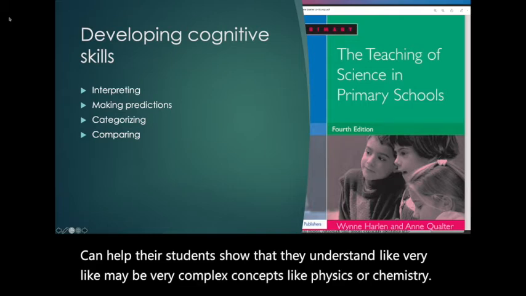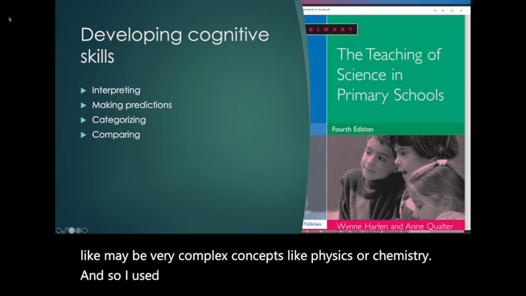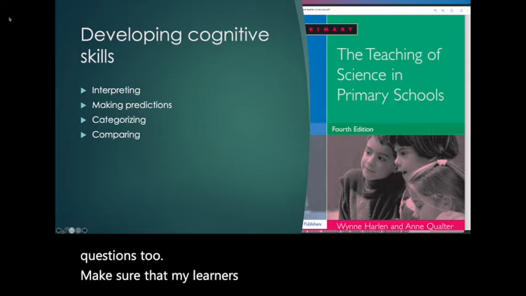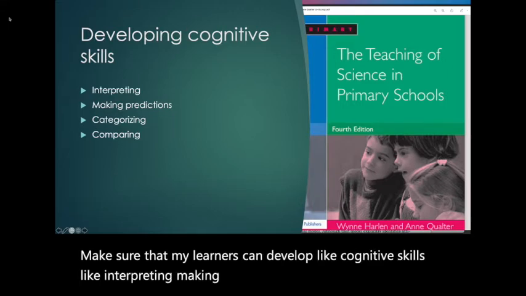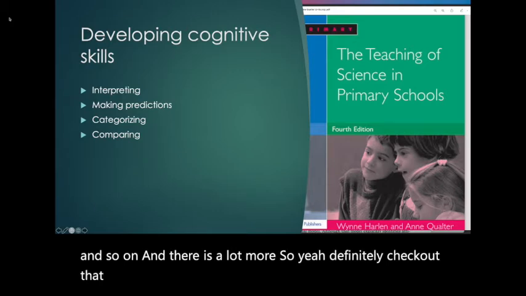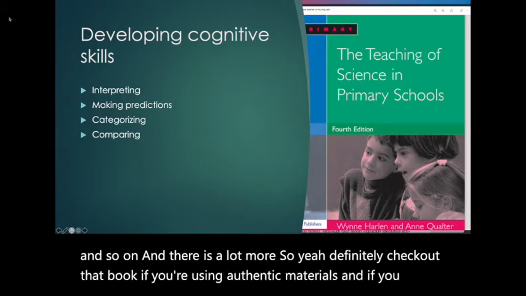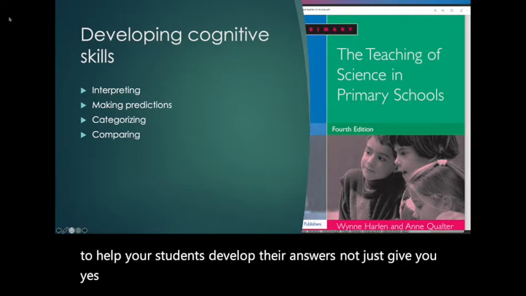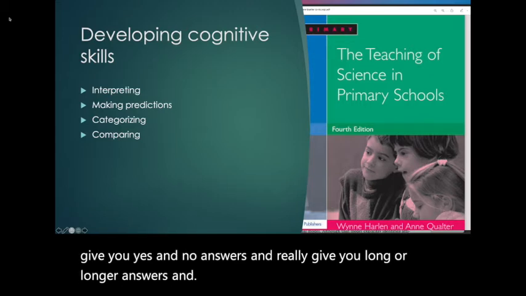And so I used this book to write my own comprehension questions to make sure that my learners can develop cognitive skills like interpreting, making predictions, categorizing, comparing, and so on. And there's a lot more. So yeah, definitely check out that book if you're using authentic materials and if you want to help your students develop their answers, not just give you yes and no answers, and really give you longer answers. And there's a whole framework in this.